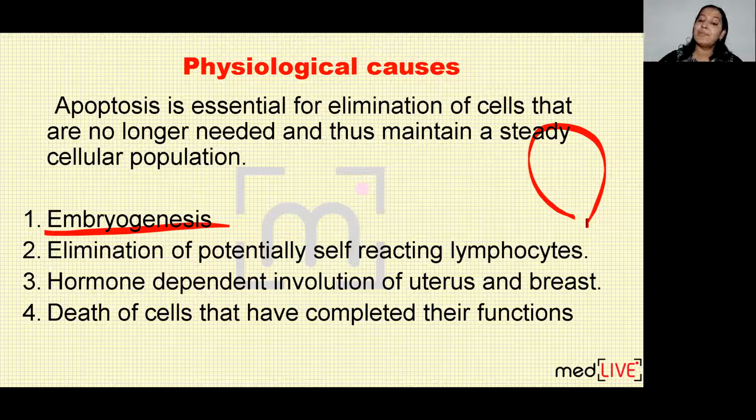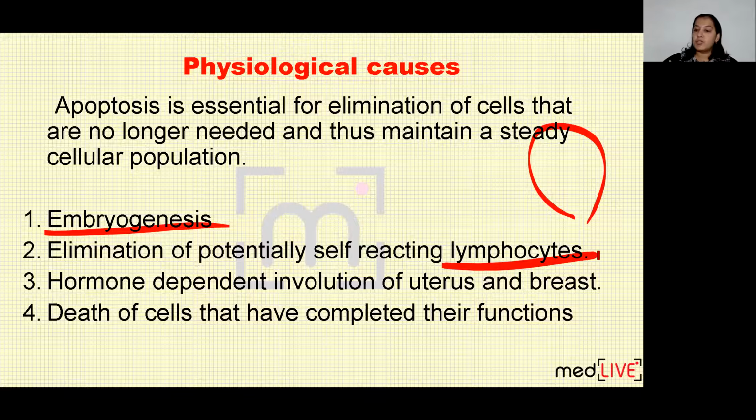In the body, some lymphocytes become self-reactive. They will recognize the body's own cells as foreign. Such lymphocytes will cause autoimmune diseases in the body. So such lymphocytes get eliminated from the body with the help of apoptosis. This is the second example of physiological causes.